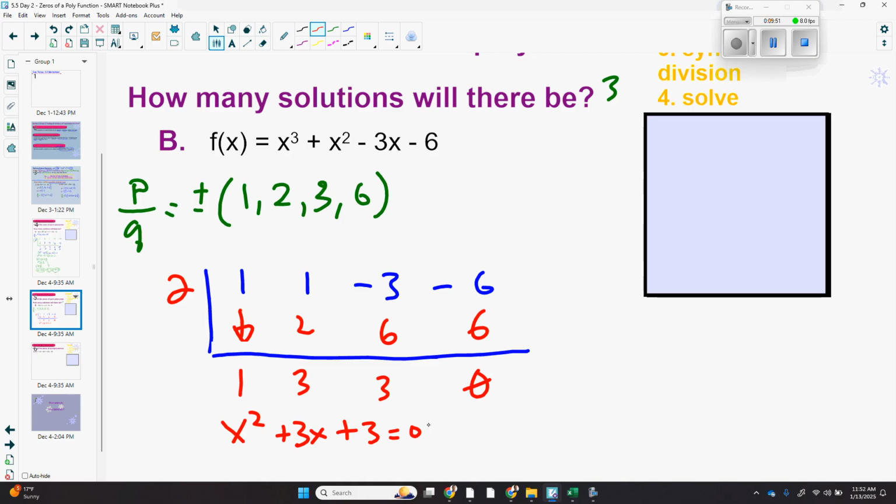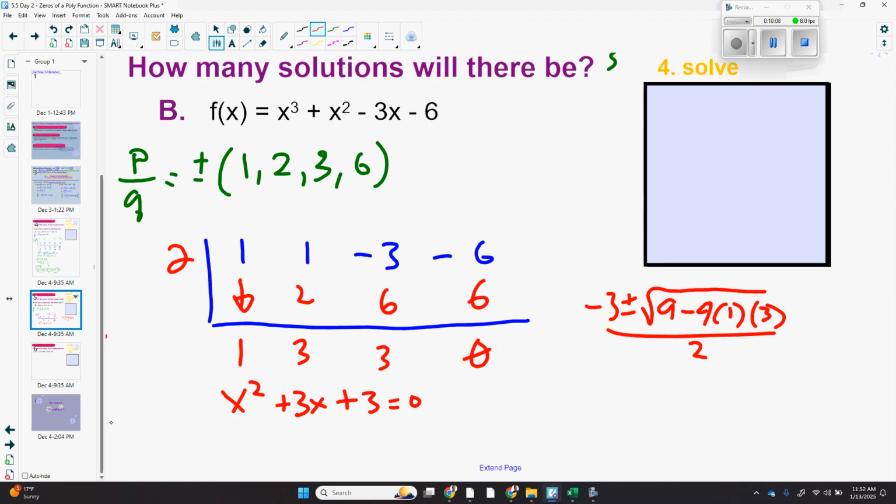I have to use the quadratic equation, which is -b plus or minus the square root of b squared minus 4ac, all divided by 2a, which is 2. And if I look at this one, 3 squared is 9, 9 minus 4 times 1 times 3. 4 times 1 is 4, 4 times 3 is 12. 9 minus 12 is going to be negative 3. So I think I end up with negative 3 plus or minus the square root of negative 3, all divided by 2.